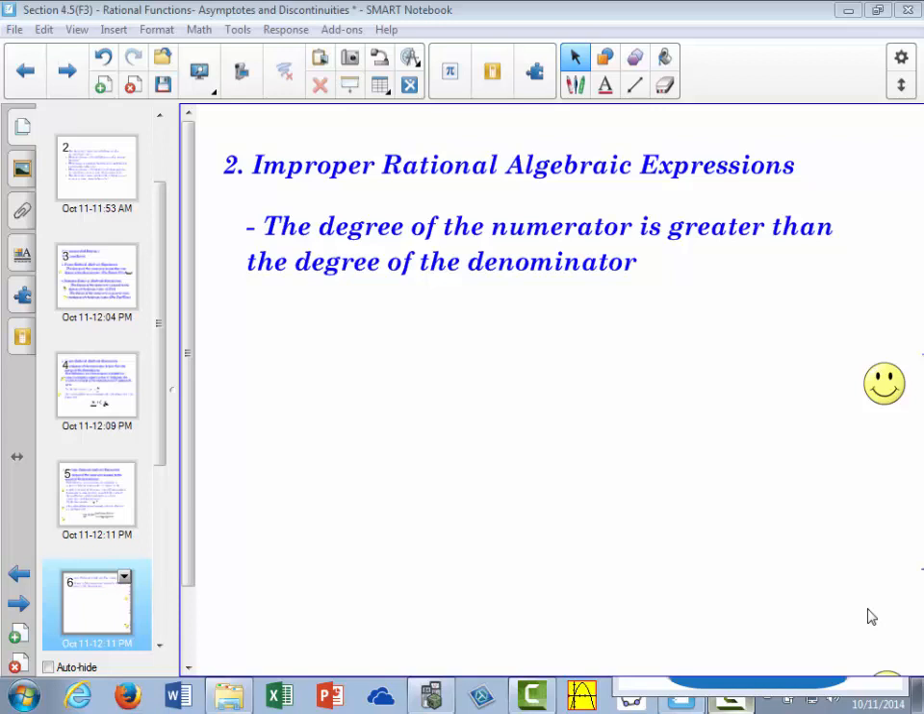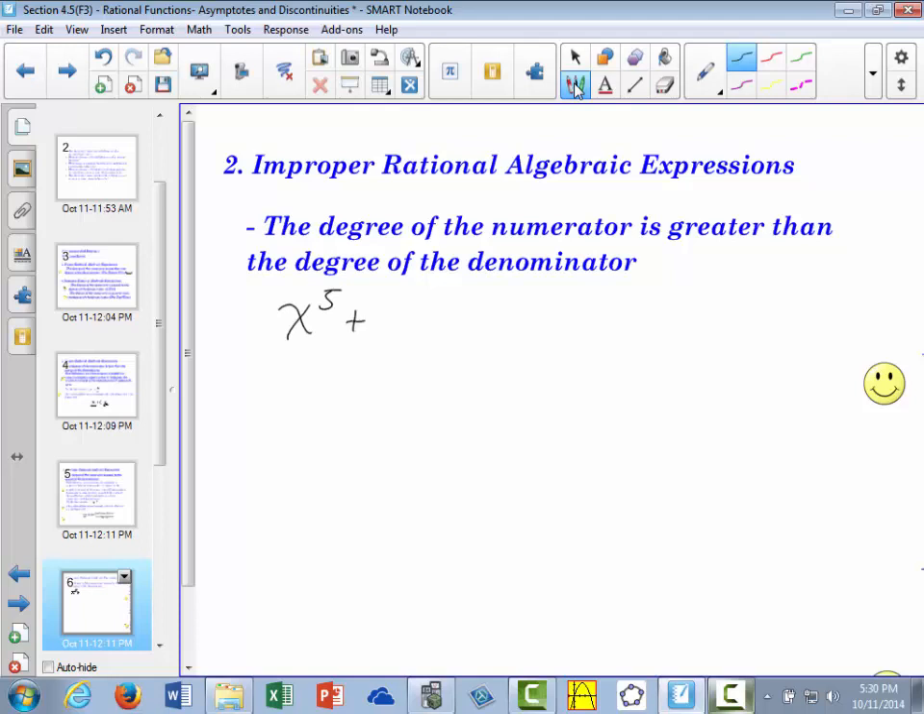Let's look at our third and final case of end behavior for the improper rational algebraic expressions, where the degree of the numerator is greater than the degree of the denominator. So let's look at a case where, let's create one here. How about x to the 5th plus 2x squared plus 1 all over x cubed? Let's just define this as f. Let's plug this into our calculator and see what's going to happen.